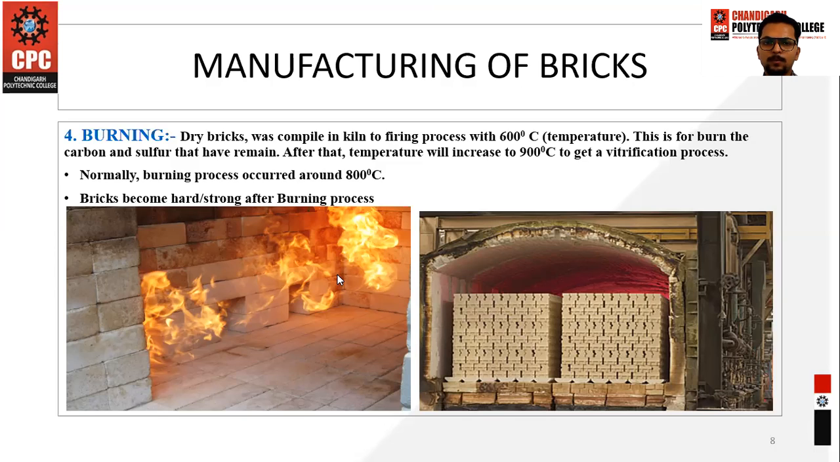Dry bricks are stacked in a kiln in the firing process with a 600 degrees centigrade temperature. So the initial temperature given in a kiln is 600 degrees centigrade. After this temperature is achieved, it is then raised to 900 degrees centigrade for achieving the color. As we know, the color of brick is reddish. This reddish color is achieved only when 900 degrees centigrade is achieved uniformly in every brick. This temperature cannot be achieved in clamp burning because it is totally uncontrolled, or sometimes your bricks might be overburnt, or sometimes underburnt.